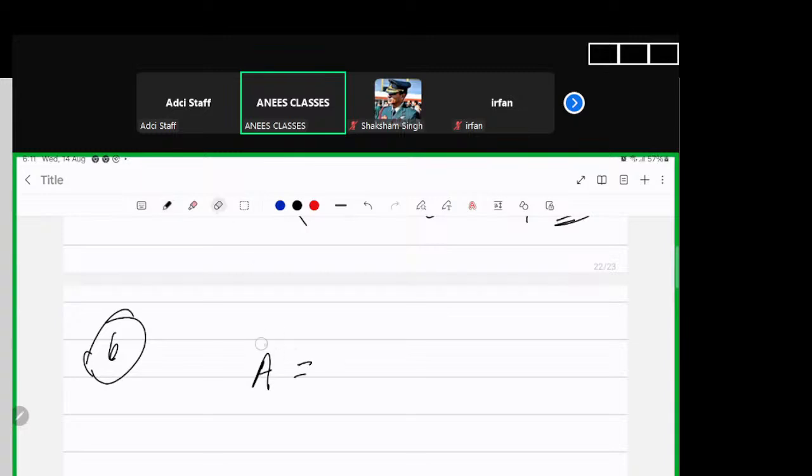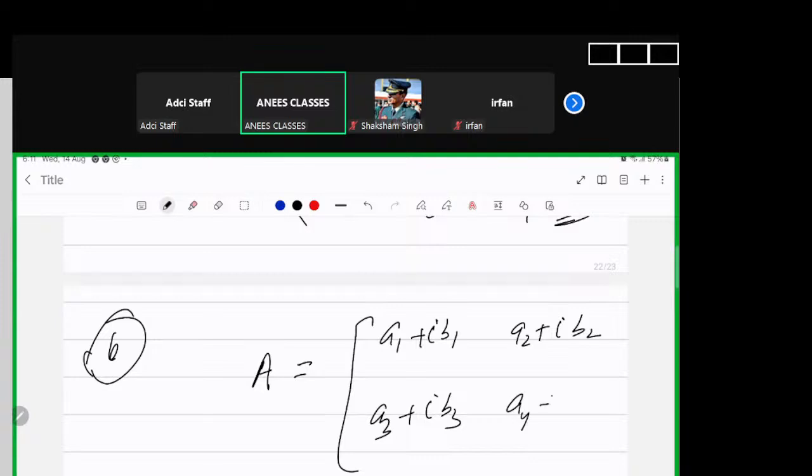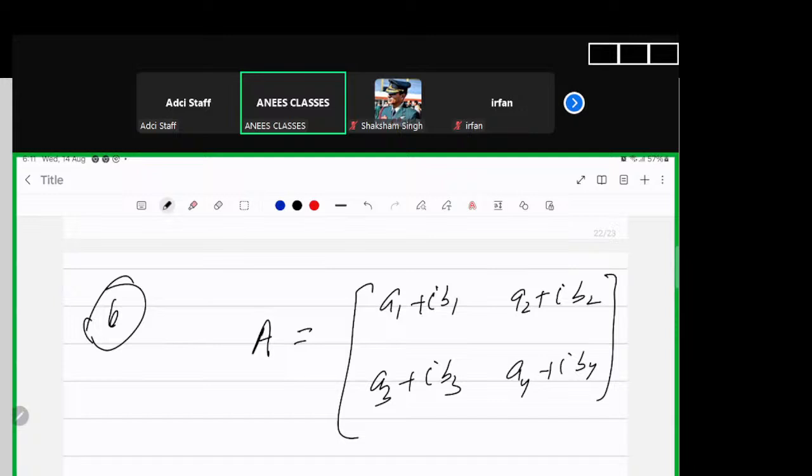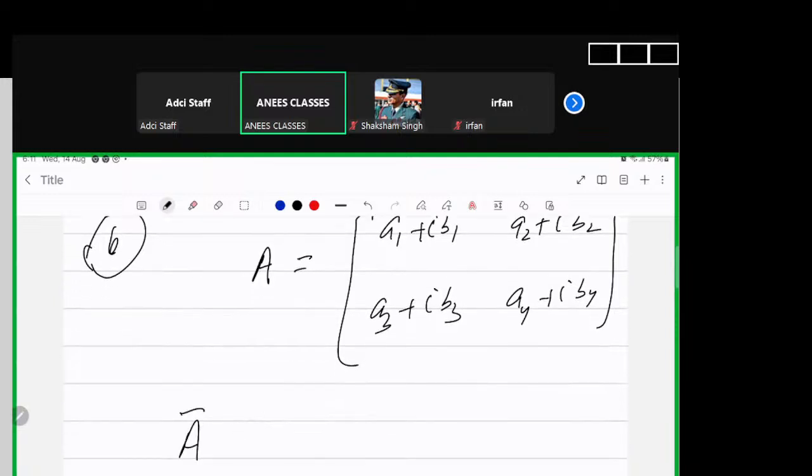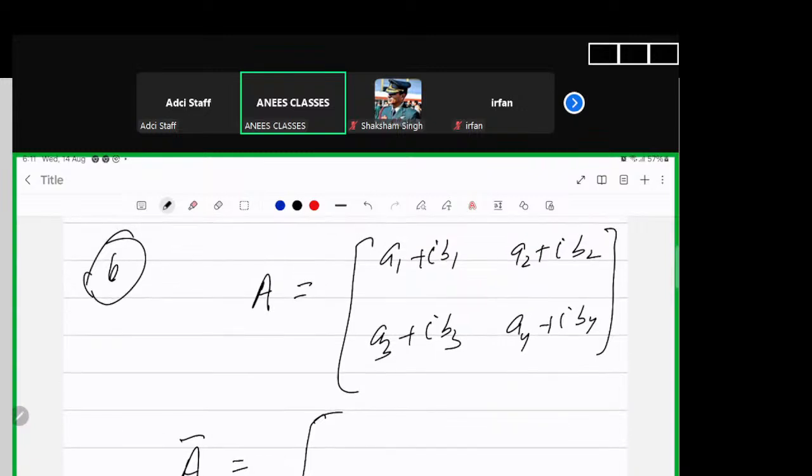Suppose that I have a matrix A1 plus iota B1, C1 plus A2 plus iota B2, A3 plus iota B3, A4 plus iota B4. I am taking conjugate. So we will take conjugate of every element: A1 minus iota B1, A2 minus iota B2, A3 minus iota B3, A4 minus iota B4.